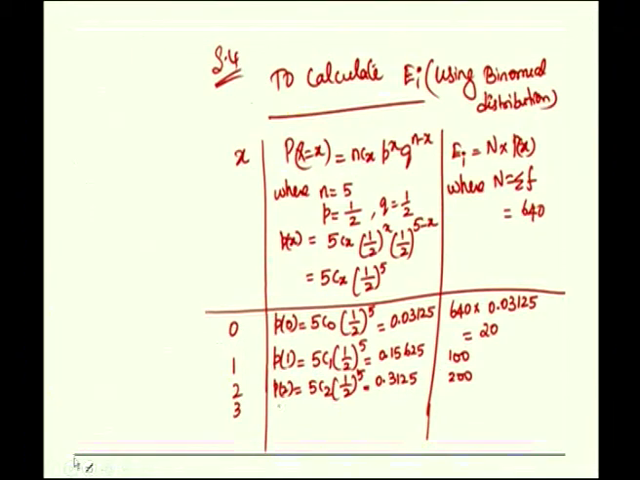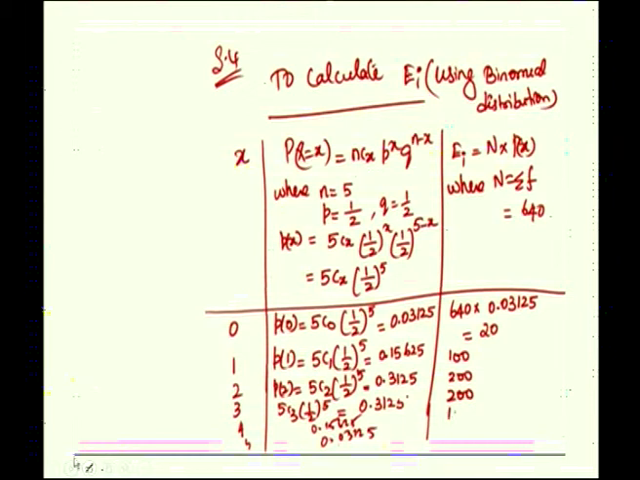Now, for 3 it is 5C3 into (1/2) whole power 5, which is equal to 5C3. That is nothing but 5C2, using nCr is equal to nC(n minus r). So, this value again gets repeated, 0.3125. Similarly, for 4 it is 0.15625. Similarly, for 5 it will be 0.03125. So, correspondingly the values will be 200, 100, then 20. Okay. So, these are the expected frequencies.